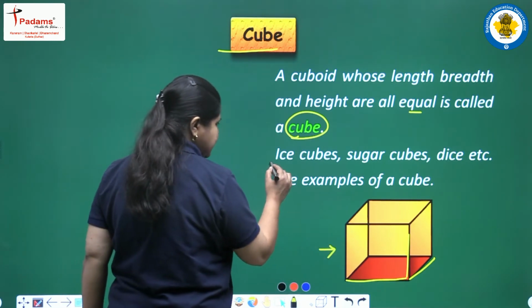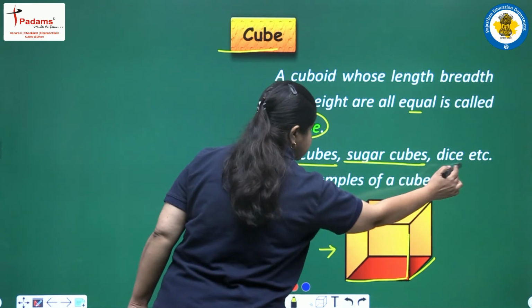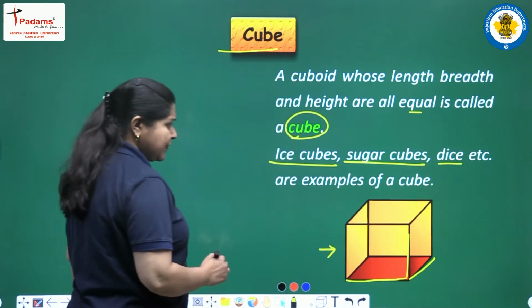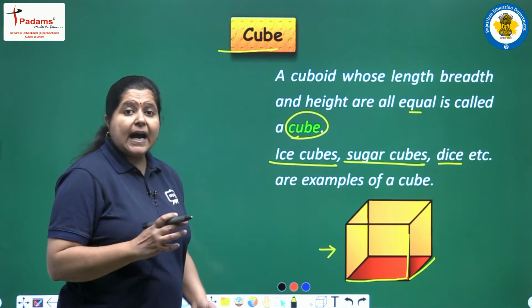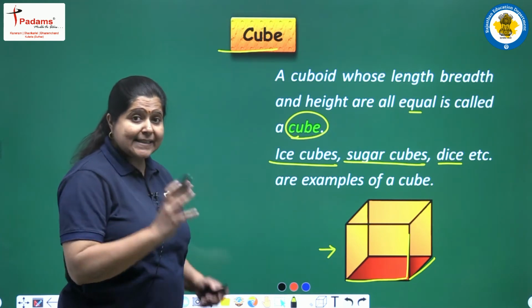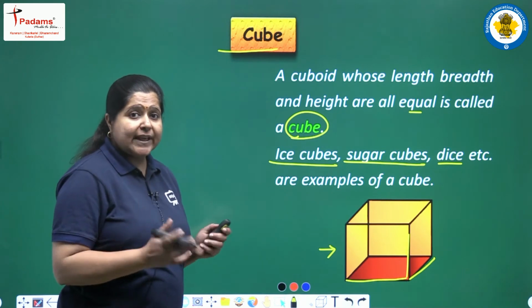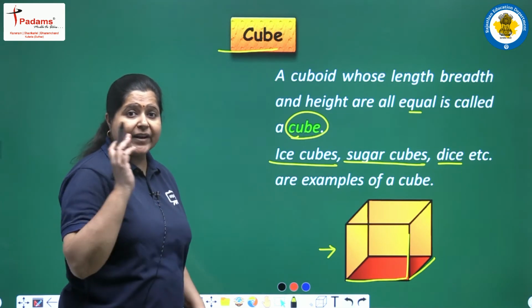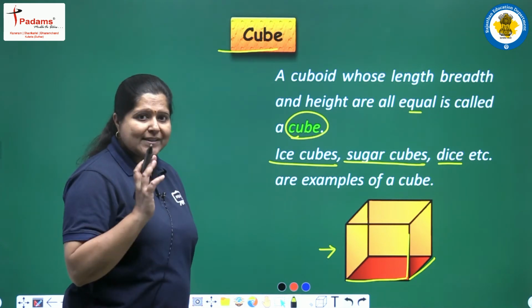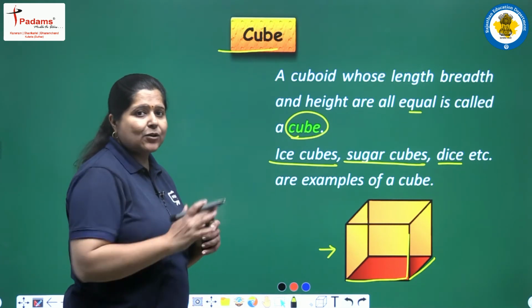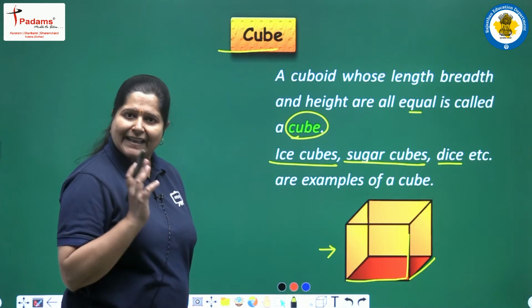What we have as examples: ice cubes, sugar cubes, dice, etc. all examples of a cube. And what is special about a cube? All its faces are squares in shape. इनके सभी faces square shape के होते हैं, जबकि cuboid में सभी faces rectangular shape के थे और cube में सभी faces square shape के हैं, क्योंकि यहाँ पर length, breadth और height तीनों ही exactly equal है.